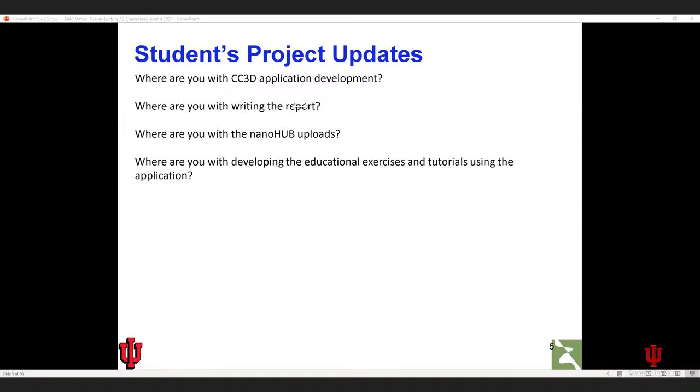And the educational exercise, we have not yet looked into that. So there's quite some things to do for our group. The biggest thing itself is the NanoHub. Yeah. Okay, thank you. Mike and JH, do you have anything you want to add?